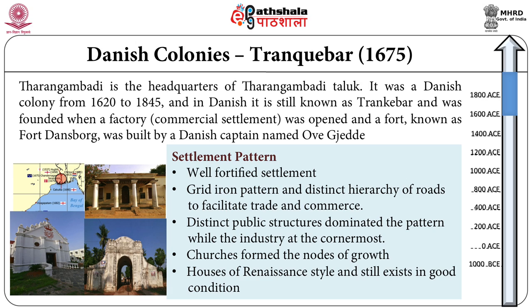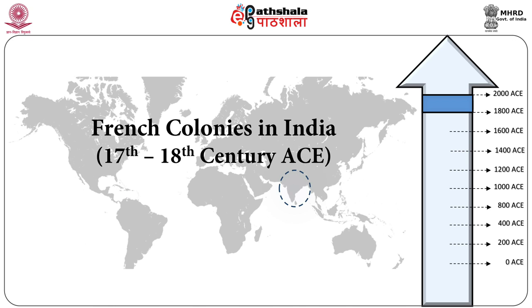There was a gridiron pattern, and there was a distinct hierarchy of roads to facilitate trade and commerce. There were very distinct public structures which dominated the city. There were churches which formed the nodes of growth. Houses were of Renaissance style. That was the characteristic pattern of the settlement in the Danish period.